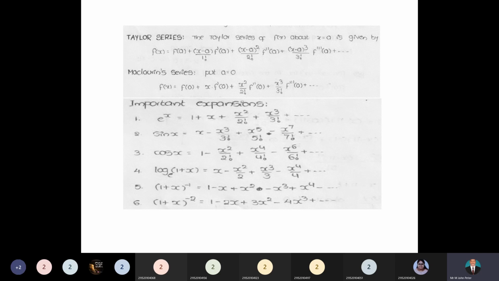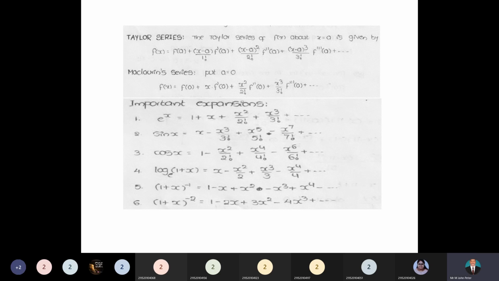The special case of the Taylor series is called the Maclaurin series. Replace a by 0 in the Taylor series, and you'll get the Maclaurin series. So that is f of x equals f of 0 plus x into f dash of 0 plus x square divided by 2 factorial f double dash of 0 plus x cube by 3 factorial into f triple dash of 0 plus x power 4 by 4 factorial f fourth derivative of 0, and so on you'll get.